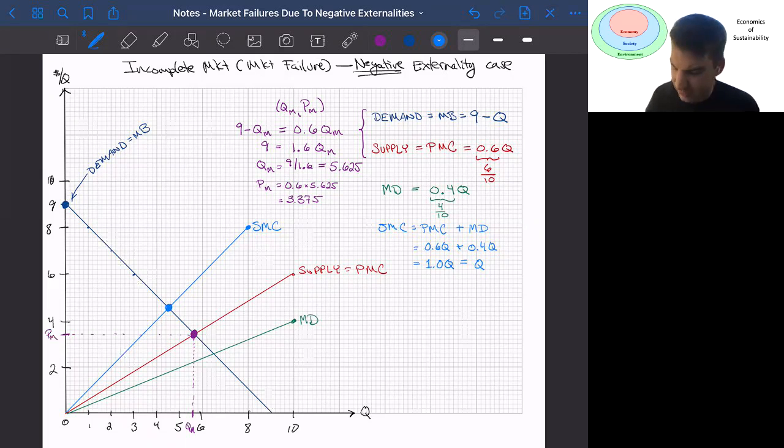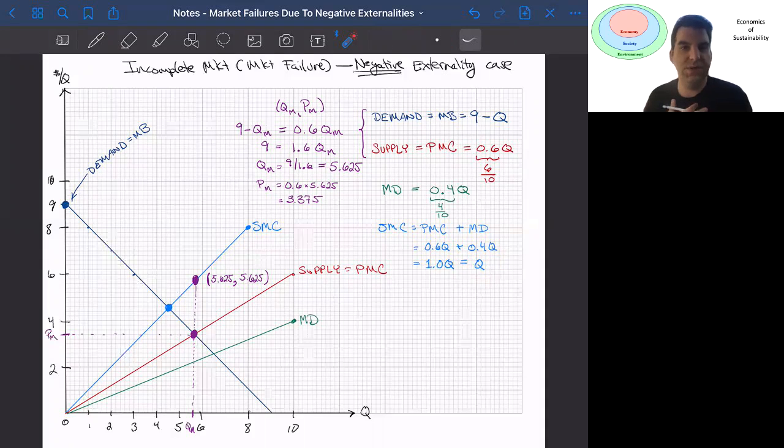So what I'm going to do is take that QM point and extend it up to right here along the societal marginal cost. And then I can ask, what is the societal marginal cost at the market equilibrium of this 5.625? I know that the SMC is equal to just Q. So at QM, which is 5.625, the societal marginal cost is going to be equal to the same thing, 5.625. Because if I plug QM, 5.625, into the societal marginal cost, which over here is just Q, I just happen to get the same number.